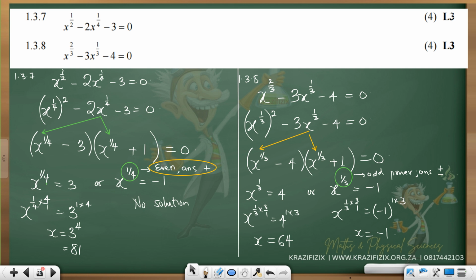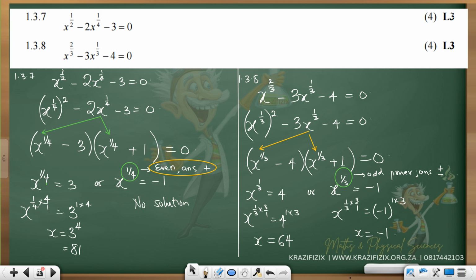This needs to be very clear. When it's an even exponent, I'm expecting my answer to only be positive. But when I have an odd exponent, then I am expecting both positive and negative. I hope it's okay, guys. Algebra, very, very interesting part of maths.